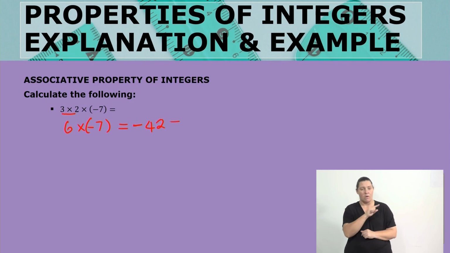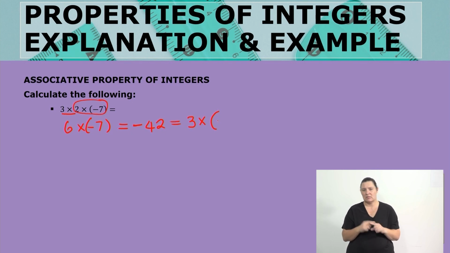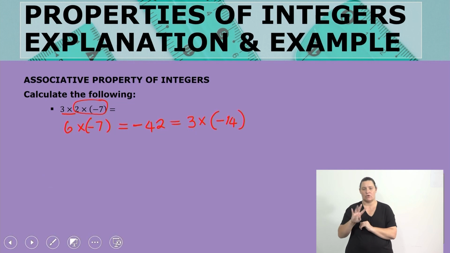But remember, because we are working with associative, this is also equal to 3 multiplied by, we could have done the 2 multiplied by the negative 7 first. So that is multiplied by a negative 14. The answer will still be a negative 42.